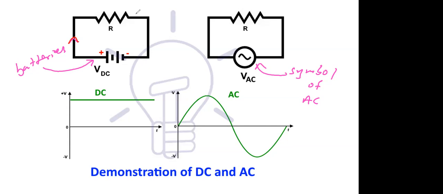Now this AC you can't mark like that. In this AC supply, the positive half cycles come from this side and the negative half cycles come from the other side. So that means both positive and negative half cycles alternate. That is the difference between these two.